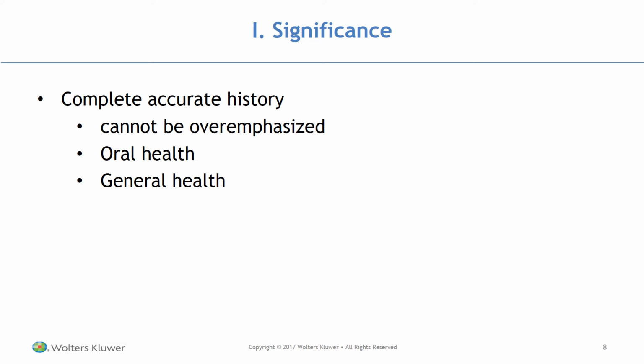So what is the significance? The significance of taking a complete and accurate patient history can't be overemphasized enough for the following reasons. 1, oral conditions reflect the general health of the patient. Think of the association between diabetes and periodontal disease, and leukemia, and the oral cavity, and HIV. So the oral cavity is going to give us a good idea of the health of the patient, but the health of the patient is also going to give us a good idea of what we can expect to see in the oral cavity.